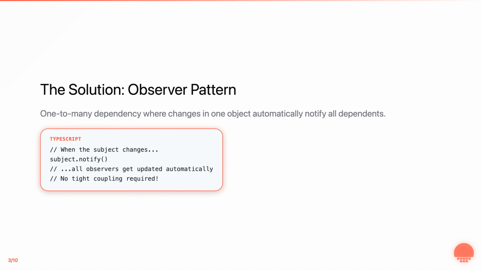The observer pattern sets up a one-to-many dependency. Your shopping cart becomes the subject. It doesn't know or care who's listening. Your observers are the UI, analytics, inventory, and email service. When the cart changes, you call one method, notify, and every observer updates automatically. The cart isn't coupled to these services. Want to add a new observer? Just register it. Want to remove one? Unregister it. The cart code never changes.